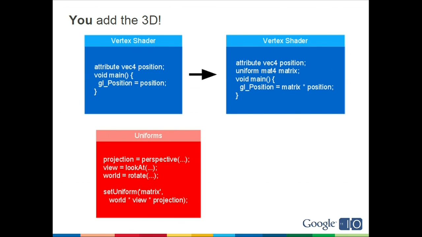We can compute that matrix in JavaScript. So here is some kind of pseudocode. The first part is computing a perspective matrix. The perspective matrix is what actually takes your 3D data and converts it to 2D. A look-at matrix is what's considered the camera or the view. It says where the camera is in the scene. A world matrix is usually the matrix you use to orient something in the world and rotate it and position it. You multiply all those together and set them into that matrix uniform.